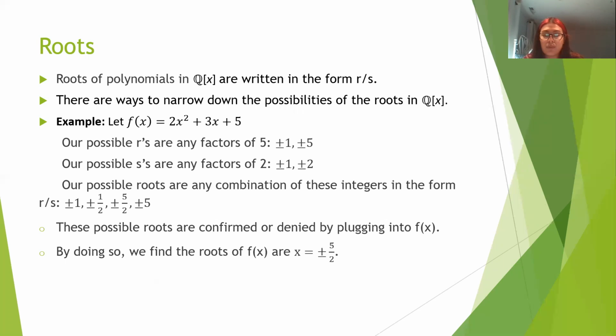However, in cases where the first and last coefficients have many divisors, there will be many more possible r's and s's to test, meaning that it'll take longer to prove whether there's a root or not. And these are only possible roots. So even though you have a plethora of possible roots, that doesn't mean that any of them are going to be roots.